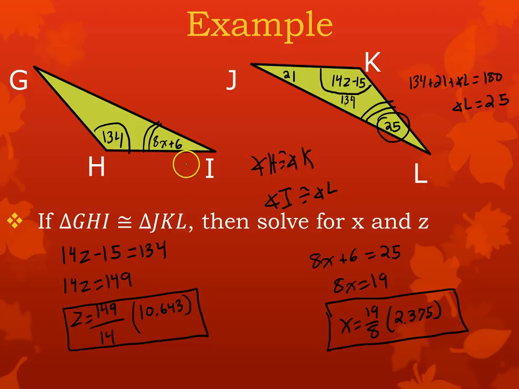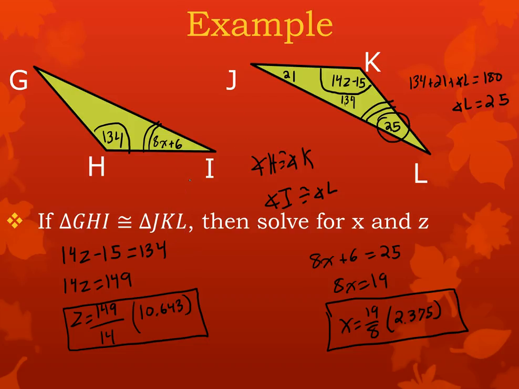Once we know L, we can say 8x plus 6 equals 25. Subtract 6, divide by 8. That's why x is 19 over 8, or 2.375. So the key is, do not assume that, again, angles have to equal the ones I gave you. You need to pay attention to which ones should be the same. I and L are the same, not I and J.